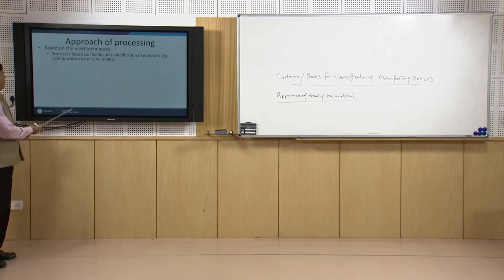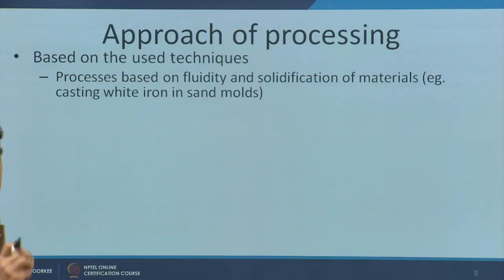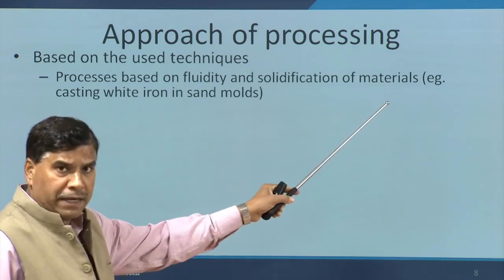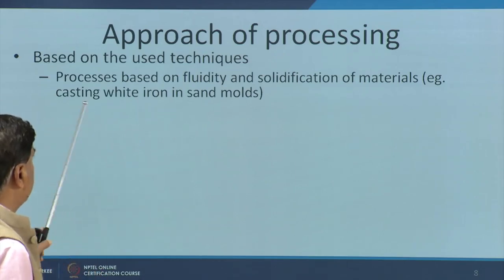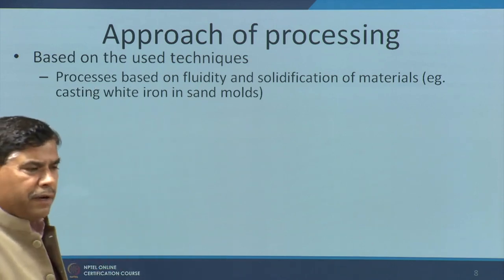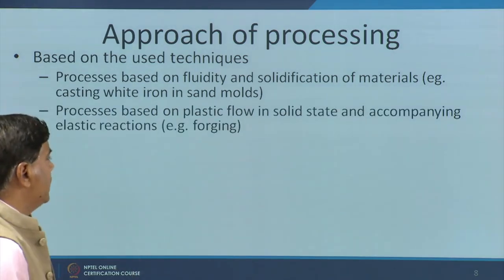The processes based on the fluidity and solidification of the material, like all those processes in which the material is brought to the molten state and allowed to flow into the mold so that it occupies the shape which is to be made, and then subsequent solidification of the material results in the making of the component. This category of processes is called casting processes, and there are various casting processes put under this category.